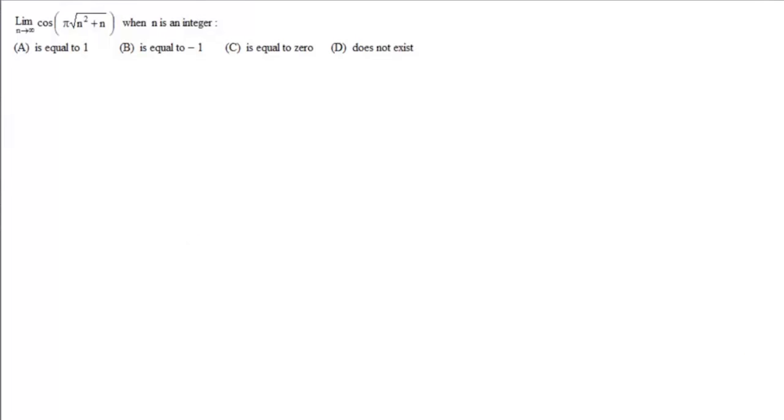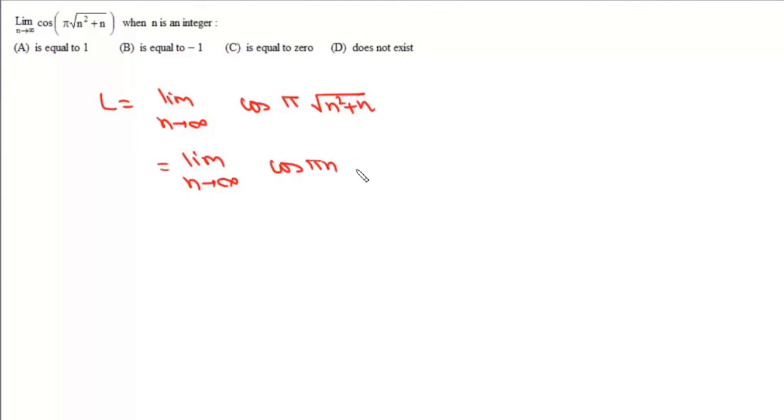Now here the question is, we need to find this limit L, which is limit n tends to infinity of cos of pi into under root of n square plus n. Now we'll take this n square out. We can write this as limit n tends to infinity cos pi into n, and here will be 1 plus 1 by n to the power 1 by 2. Now we'll use binomial expansion.